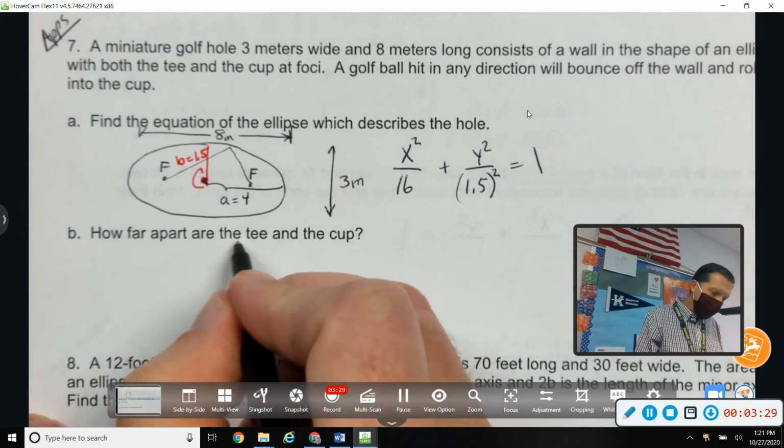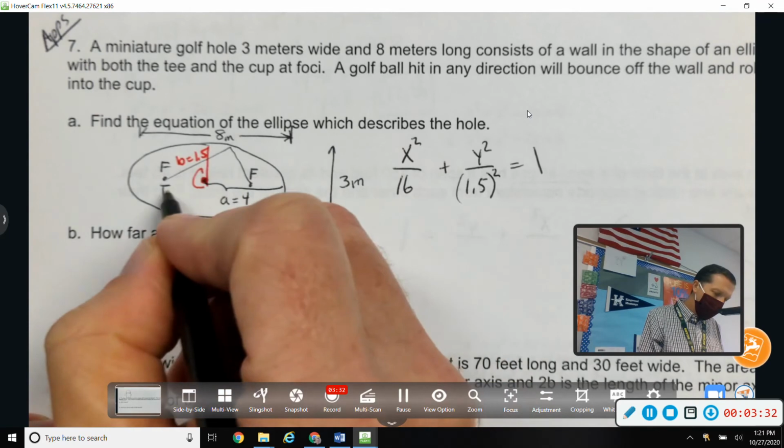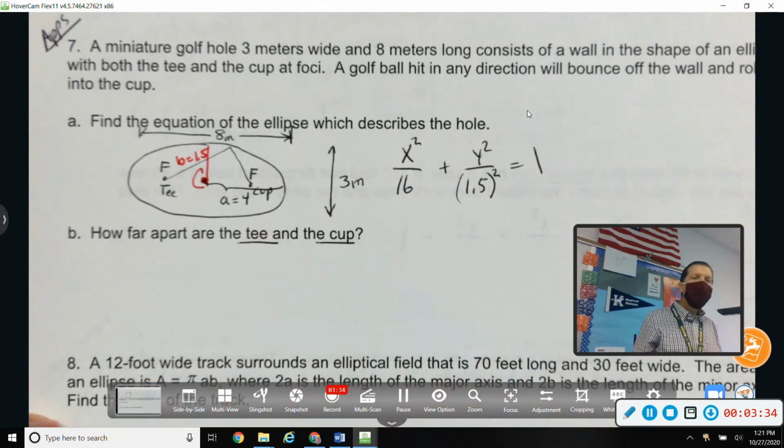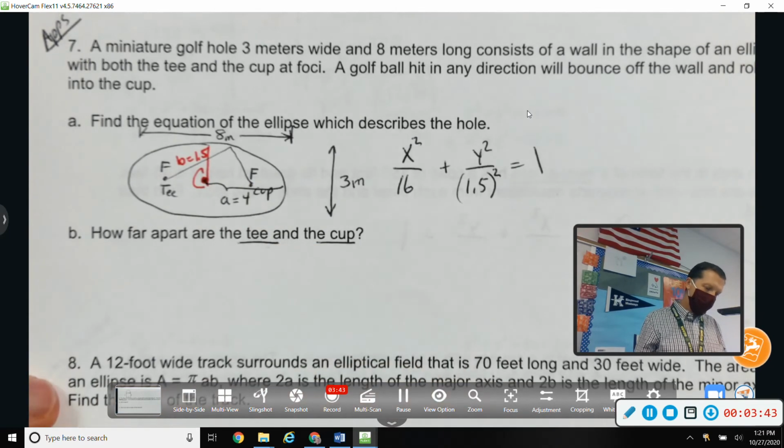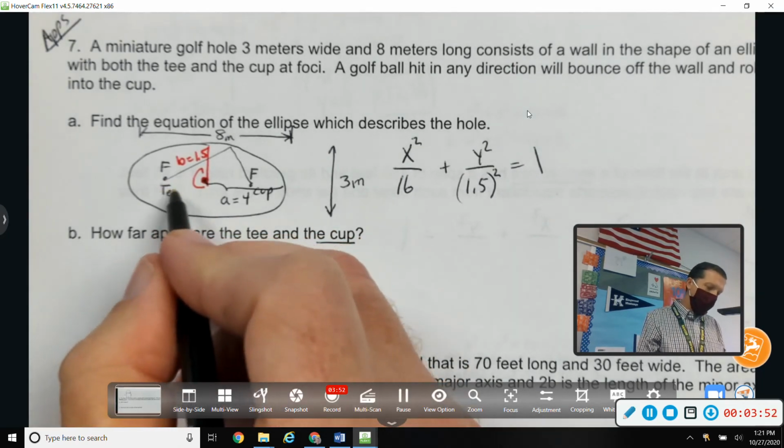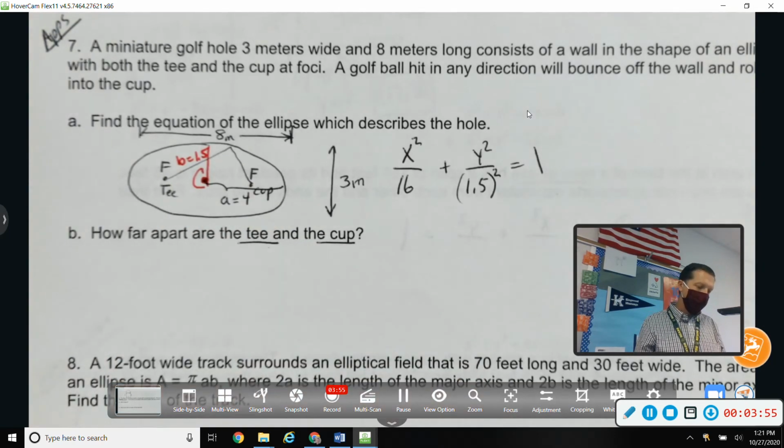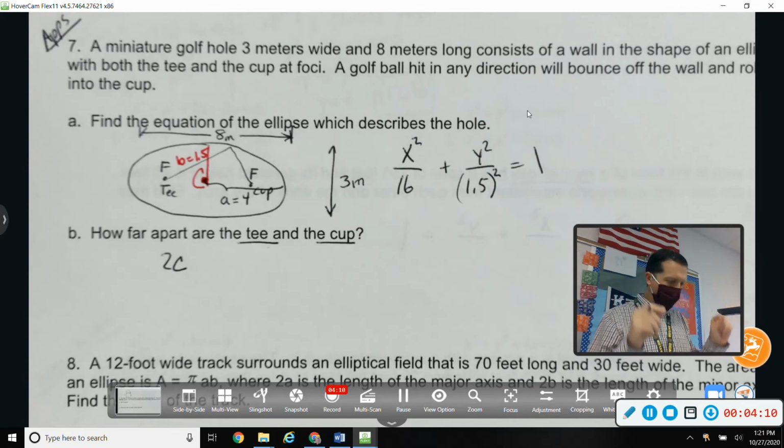How far apart are the tee and the cup? In terms of ellipse variables, how far apart are the tee and the cup? Not with the number because I don't know that yet, but in terms of a, b, and c, how far is the tee from the cup? 2 little c. That's a good answer. Not big C, the center, but 2c, because c is the distance from the center to a focus. So center to focus and center to focus, I got 2 of those.